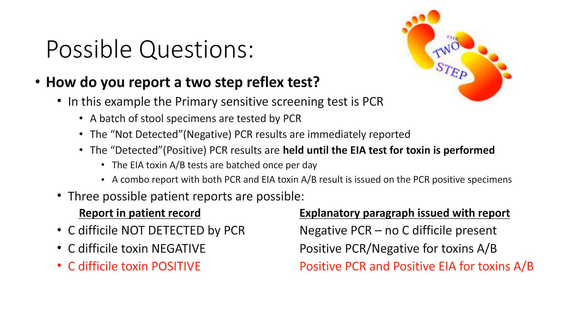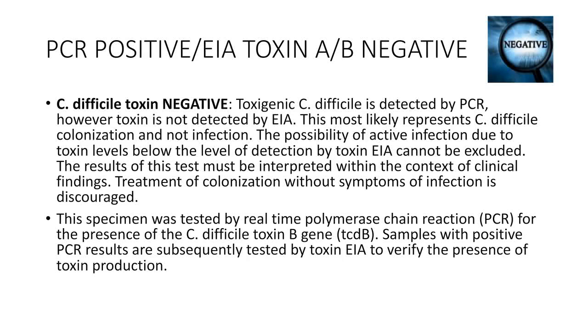C. difficile not detected by PCR, and we have an explanatory paragraph saying that this is no C. diff present. C. difficile toxin negative means positive PCR, negative for toxin A and B. And C. difficile toxin positive, which means it's positive for PCR and positive EIA for toxins A and B. As I say, you can develop your own reports. This is the way we went about doing it.